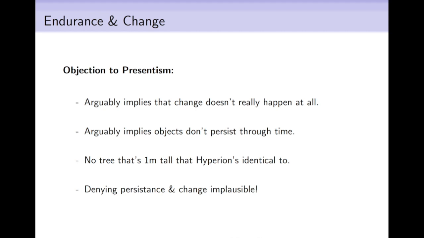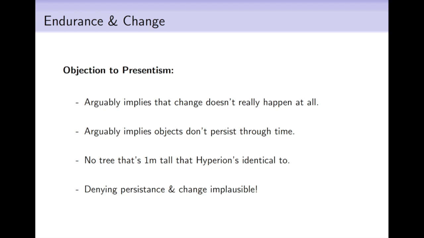So one objection, and this repeats a theme that we'll find applying to all of the views that we consider. For all of the views we consider, some people at least will argue that they don't do justice to genuine change or don't give an account of genuine change. We saw that sort of charge could be leveled against the four-dimensionalist. But there's also a way in which it can be leveled against the presentist.